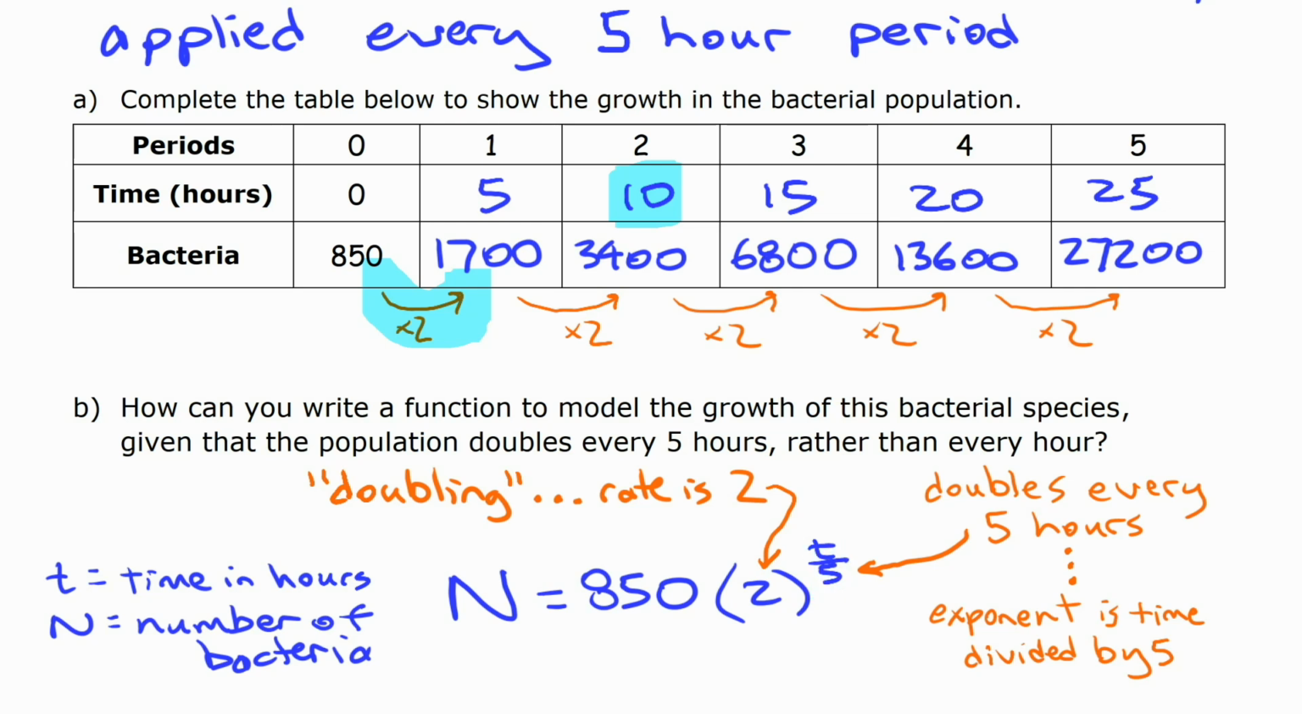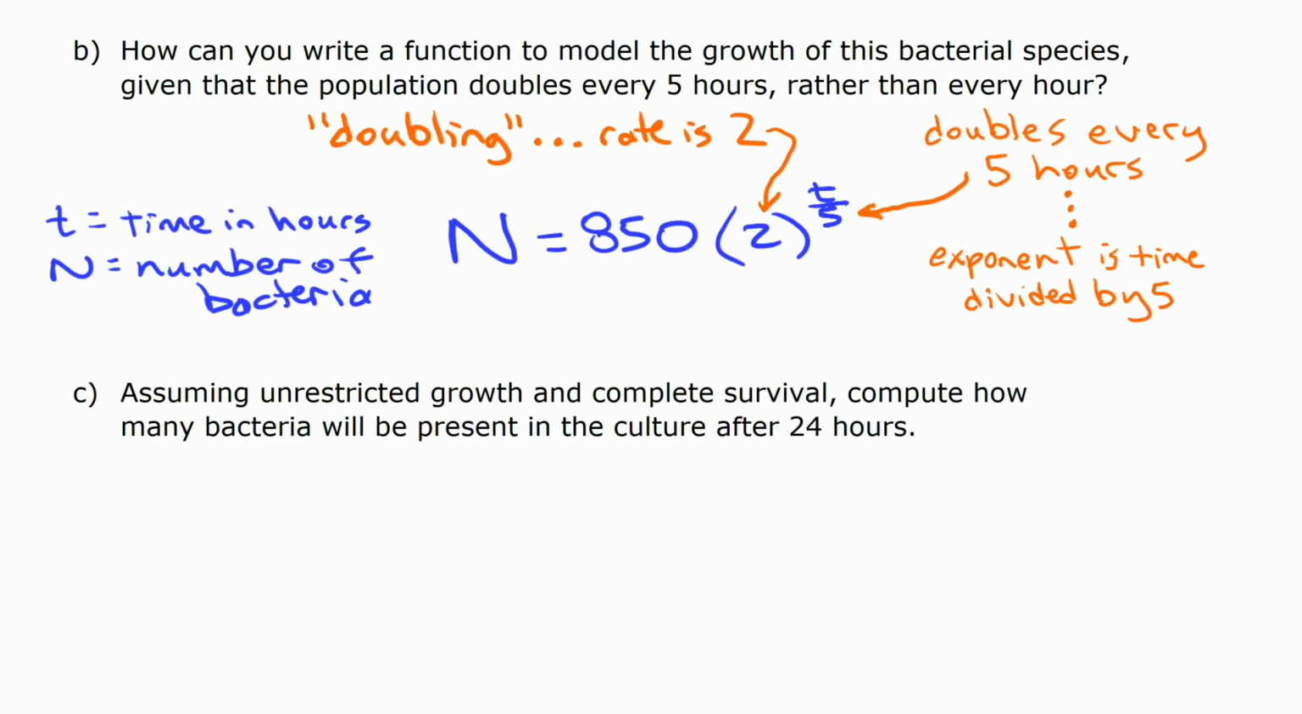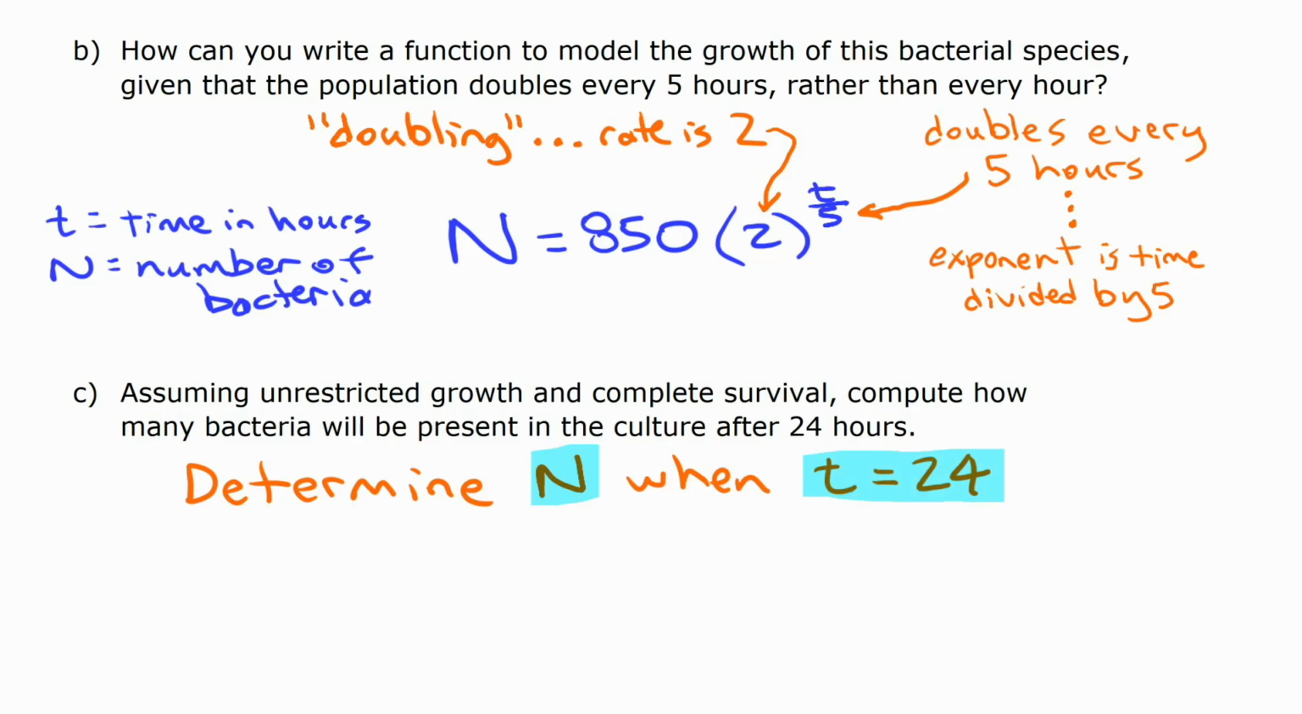All right? Now we can use that function to work out some missing values. So this next part here, assuming it can keep going and there's no restriction on the growth, how many bacteria might there be after 24 hours? Now to work that out, we can just take our function and use it to determine the value of n when time is 24.